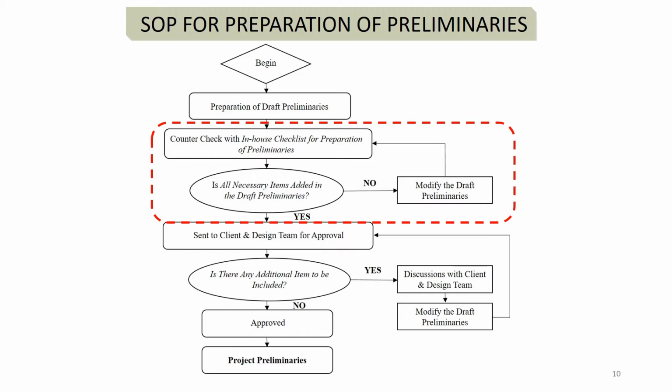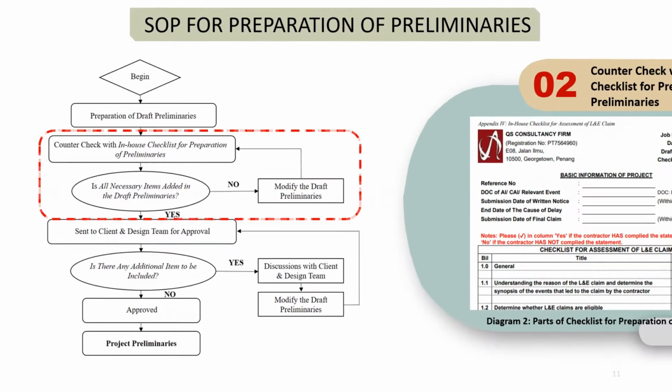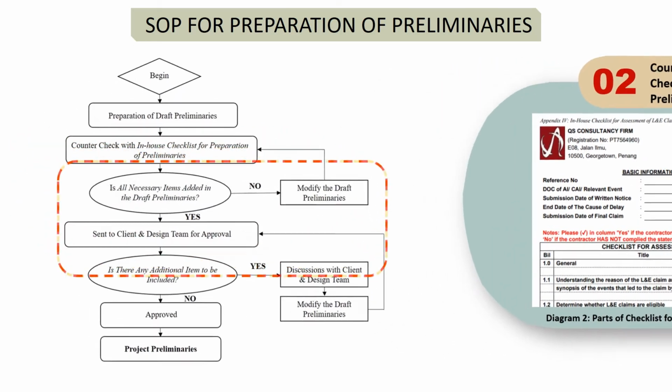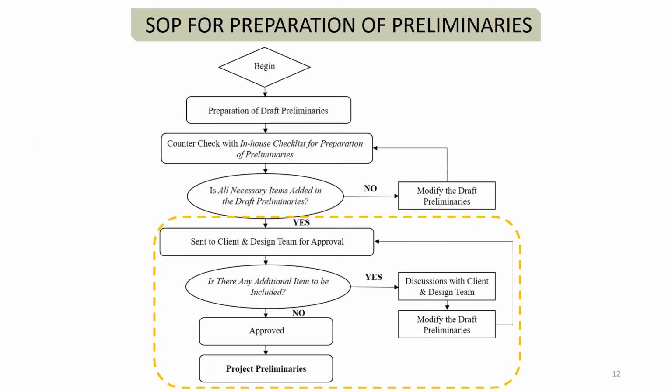In contrast, if absent of any additional items, the QS consultant will send the draft preliminaries to the client and design team for further approval. This is part of the in-house checklist for the preparation of preliminaries. The full document could refer to SOP/03 Prelim in the report. Next, we will proceed to the third part, which is the last part.